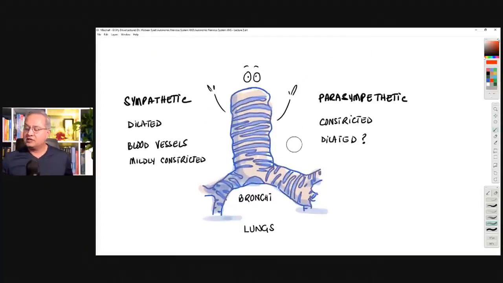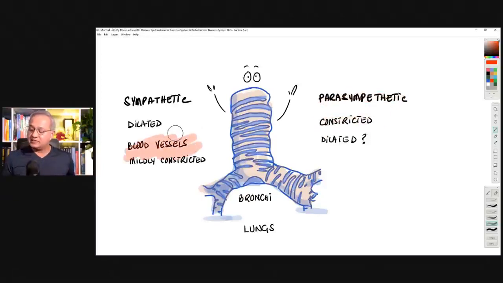Okay, how about the respiratory system? What do we want from our respiratory system when we are running? We want to breathe better. So, what do we want with the airways? We want them to open up. So, under the sympathetic system, the bronchi will dilate. Bronchi are the big airways, they'll open up. And under the parasympathetic system, they constrict.